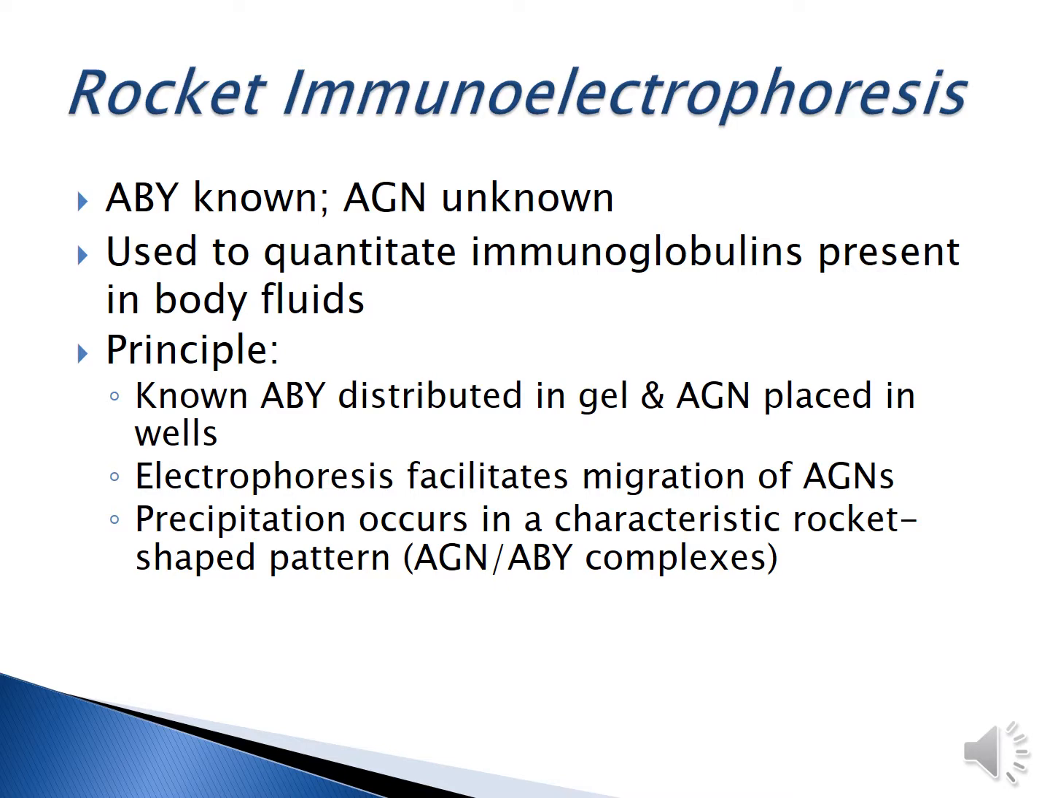Rocket immunoelectrophoresis is typically used to quantitate antigens present in body fluids. So we'd have our known antibody and unknown antigen. Basically, the known antibody is distributed in the gel and antigen is placed in the wells. We will use electrophoresis to help facilitate the migration, and then precipitation will occur in a rocket-shaped pattern when these antigen and antibody complexes form. In the next slide we'll see an example of this rocket-shaped pattern.